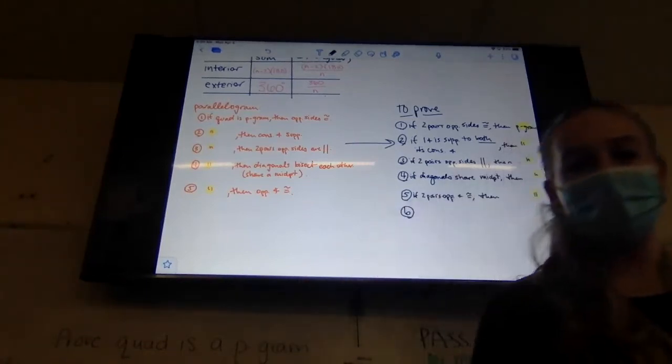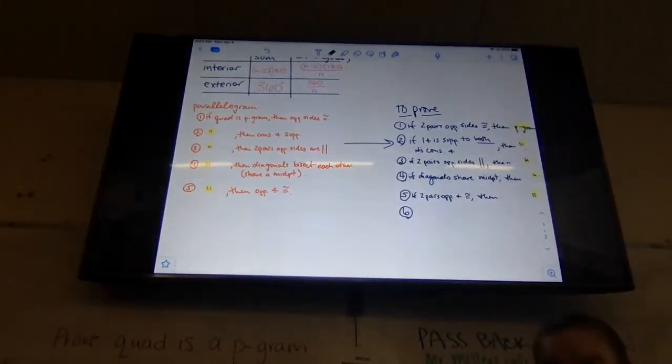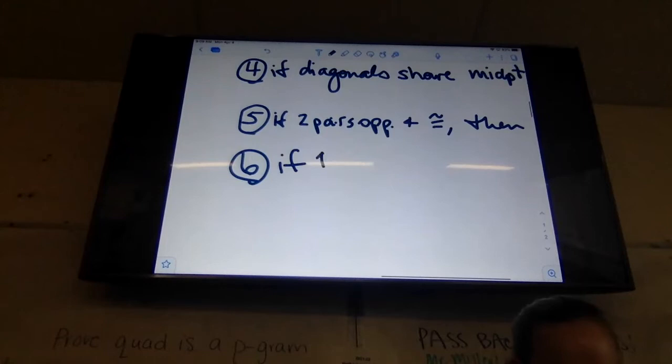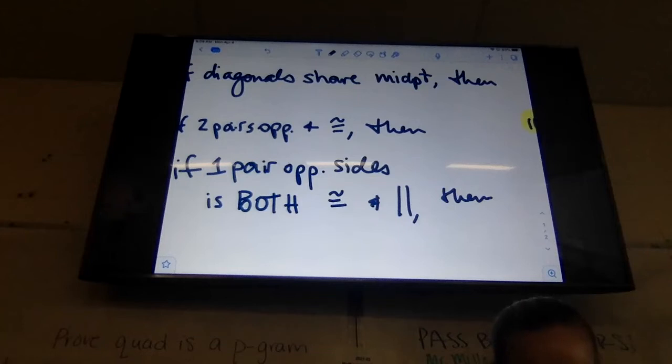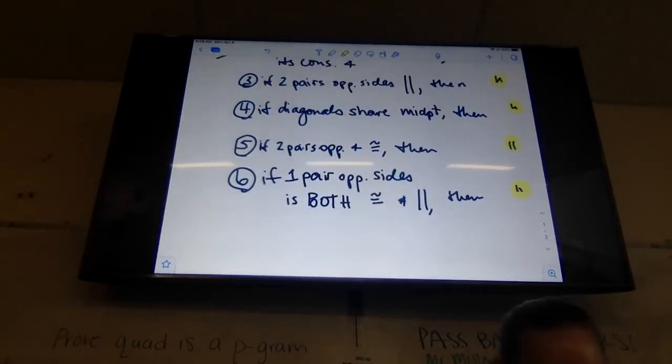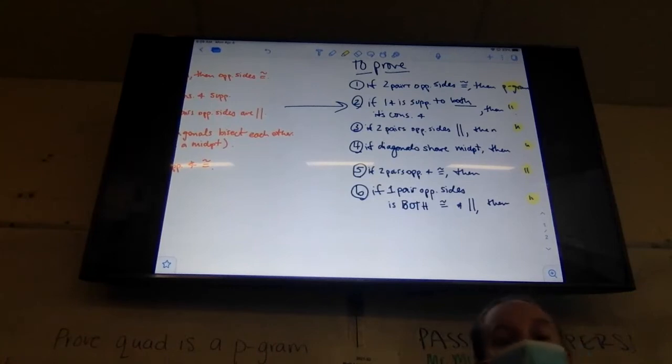It goes, if one pair of opposite sides is both parallel and congruent. Very good, Daniela. All of these said if two pairs, but if I just had one pair of opposite sides that is both congruent and parallel, then it's a parallelogram. So you don't necessarily have to write this down. I'm just reminding you of all of these things and want to bring them back to your reference.